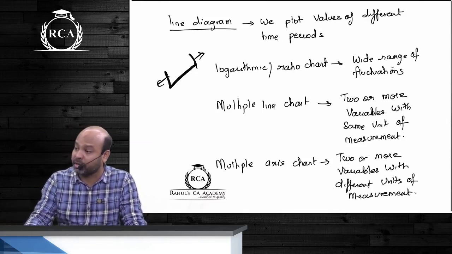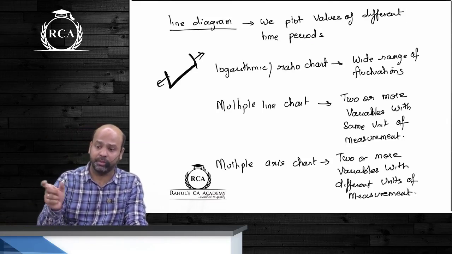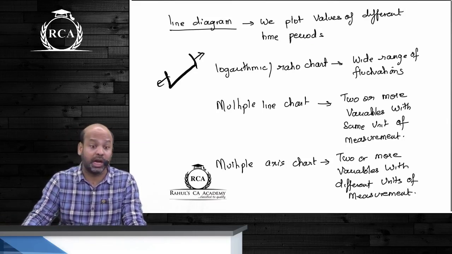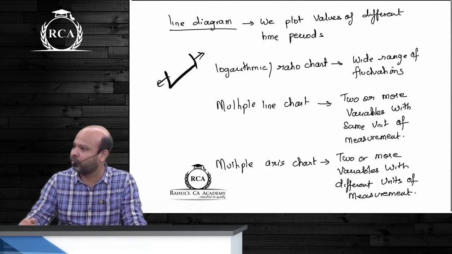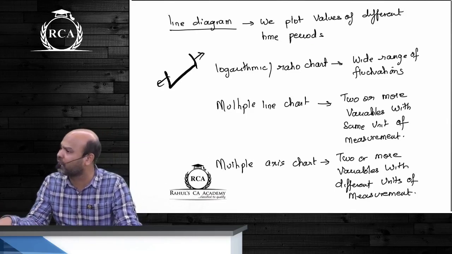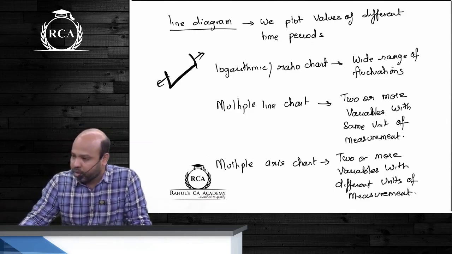But what is the difference between a bar diagram and a histogram? In a histogram, beta, there'll be no gaps between the bars because you're plotting class intervals on the x-axis. Here, beta, because you're plotting time periods, there will be gaps between those bars.